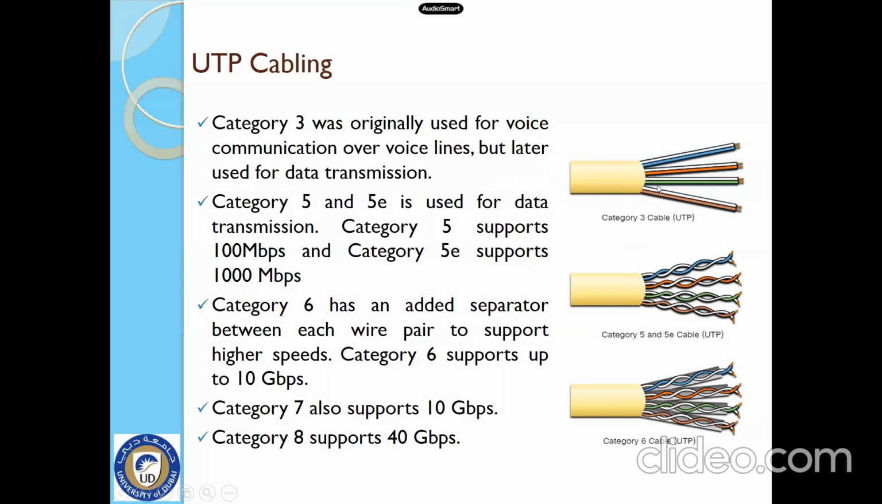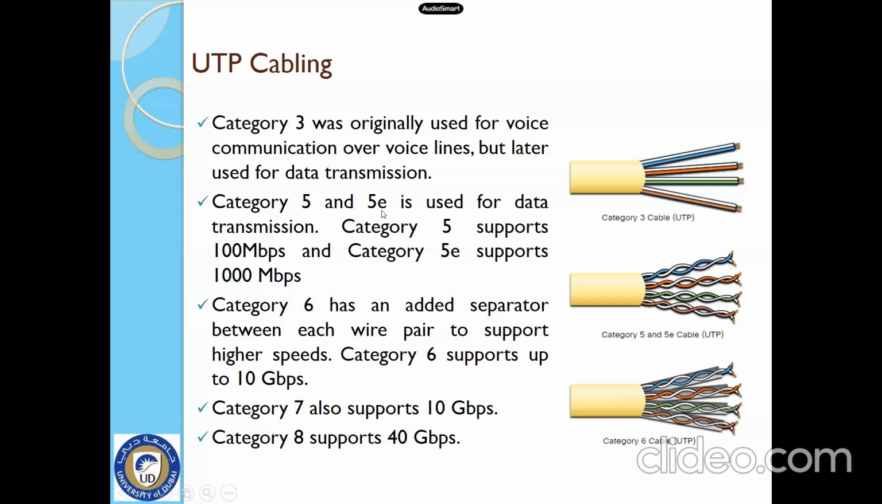Now this one, if you were asked, category 3 was used for voice communications, pretty much for telephone calls. Used for data transmission, that was back in the day when we had the dial-up connection. I think nowadays they don't do that anymore. So the dial-up connection, in the late 90s, early 2000s, we used to use the phone to connect to the internet. We didn't have this Ethernet technology yet.